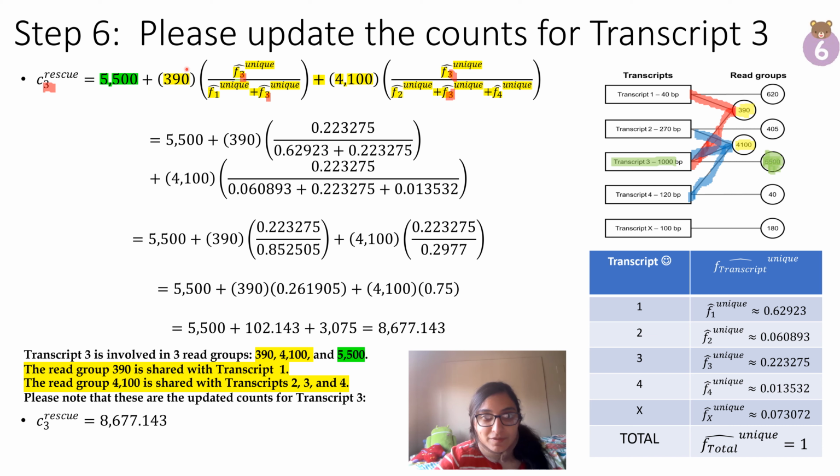So that's why we take the 390, and then we take F3 unique and divide by F1 unique and F3 unique. That's what we're scaling it by, and that's where we get this fraction. But we should notice that before, when we were looking at C1 rescue, it was 0.62923 in the numerator, and the denominator was the same, but the numerator was different. Here we're figuring out what part do we give to 3. So that's why we have to scale it this way.